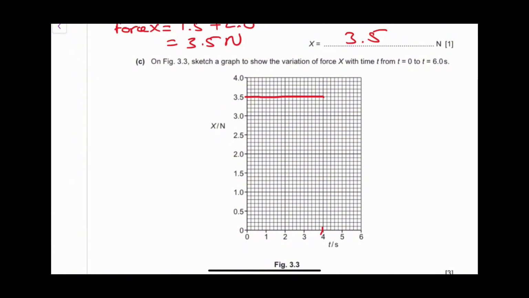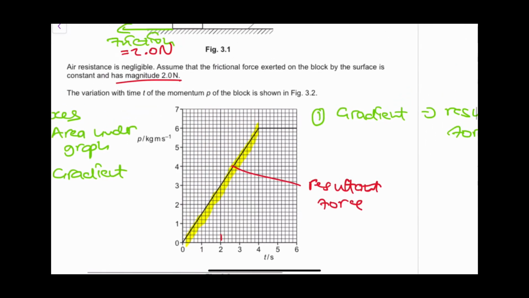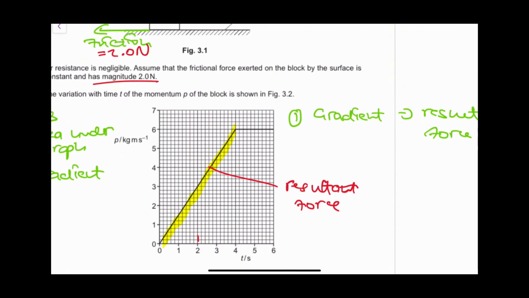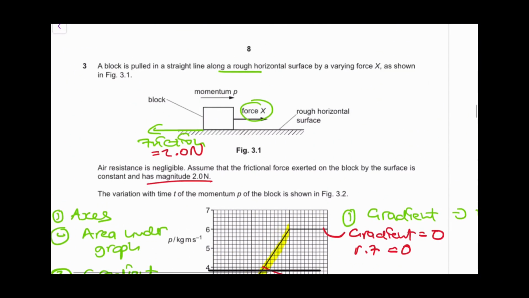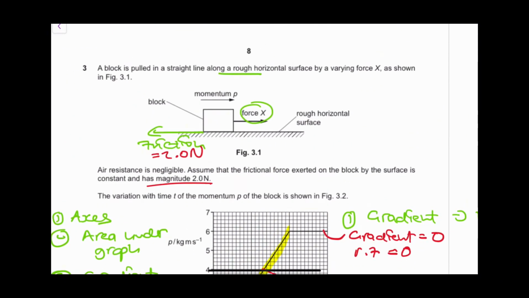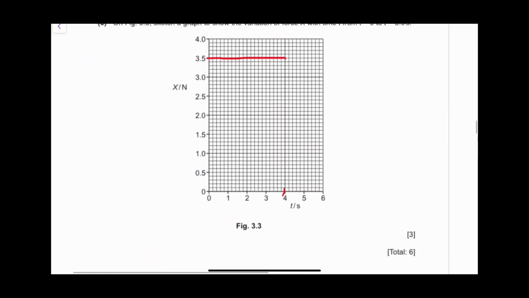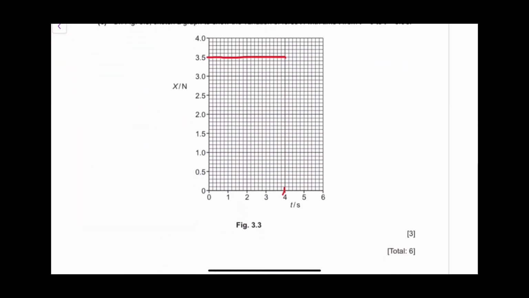But from 4.0 to 6.0, I want you to look at this, right? The resultant force here is 0. Remember, if gradient is 0, since the gradient here is equivalent to 0, the resultant force is also equivalent to 0. But if I have a frictional force that is pulling me backwards and a force X that I'm applying forward, and the resultant force is 0, it means that these two forces are equal in magnitude, right? So the force X from 4 to 6 now has to be 2.0, right? So this force is not really 0. It has decreased here, right?